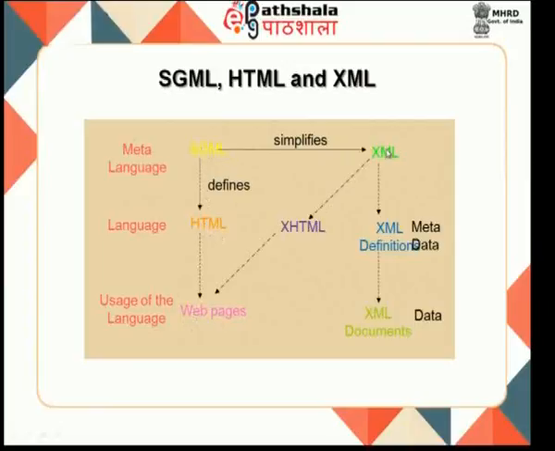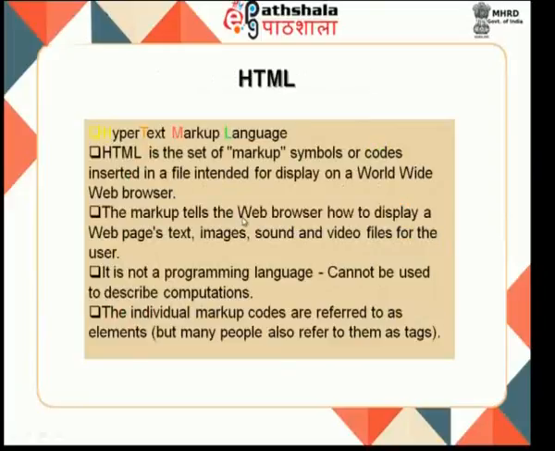Like SGML, there is another meta language that has been developed recently called XML. Once XML came into existence, in order to improve HTML, we got another markup language called XHTML. Now XML stores metadata like XML definitions, and whatever is created using XML are called XML documents that can be parsed and the information retrieved. So, that is the relationship of how SGML evolved into HTML and XML and so on. Let us see what is HTML.